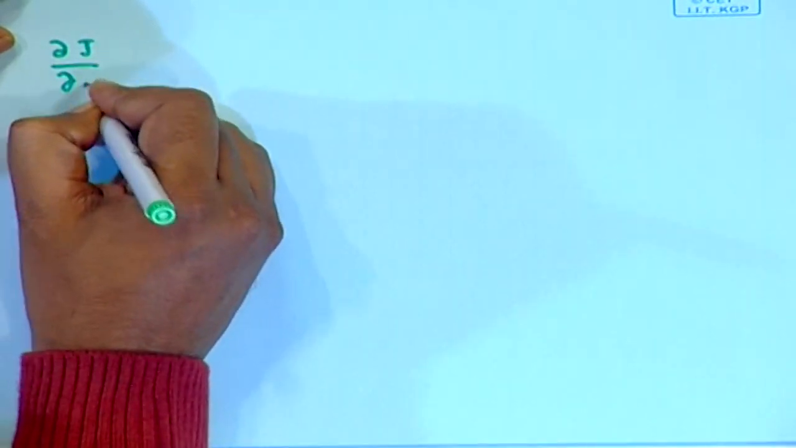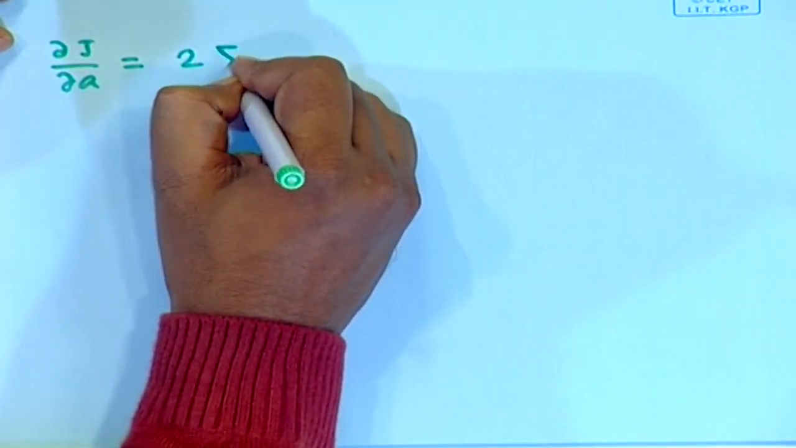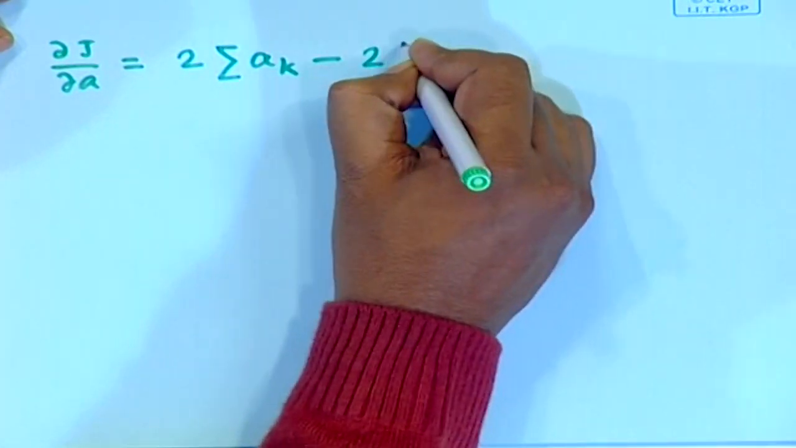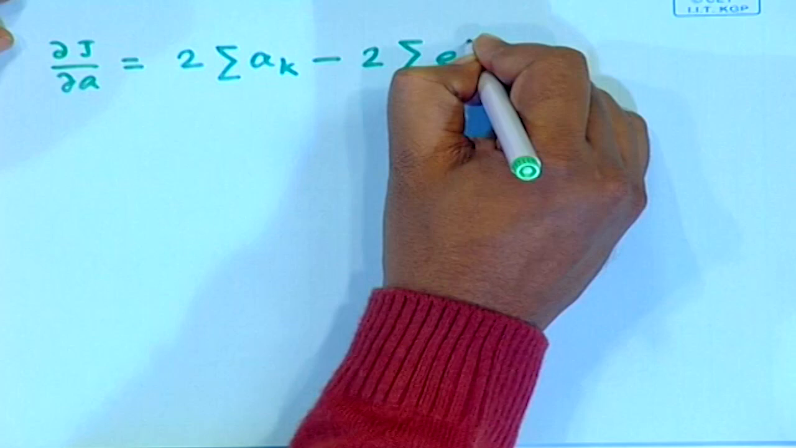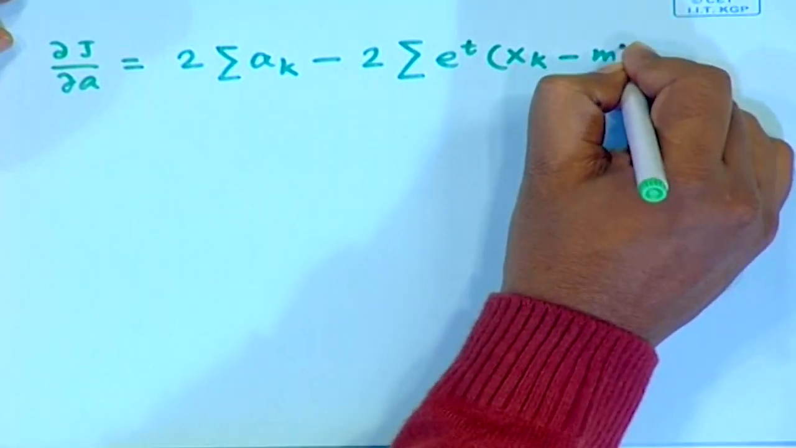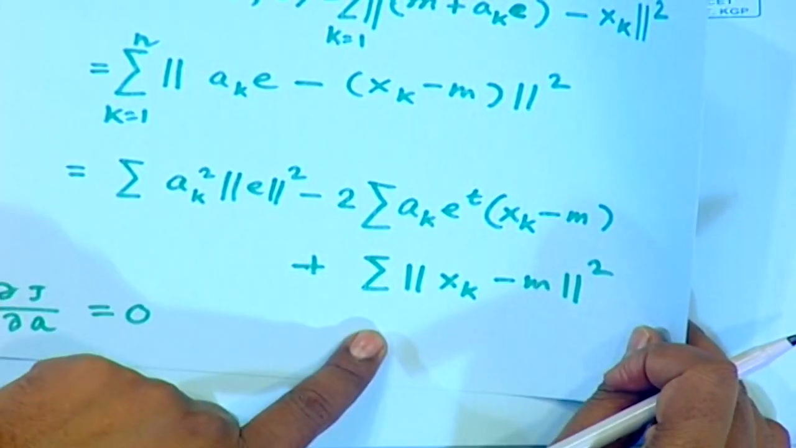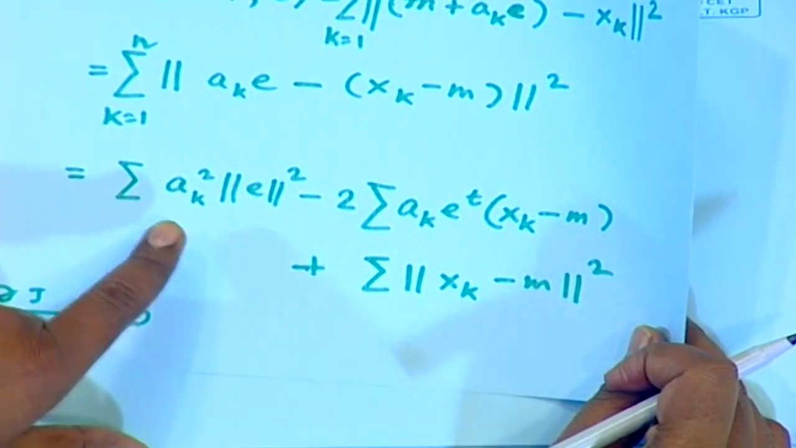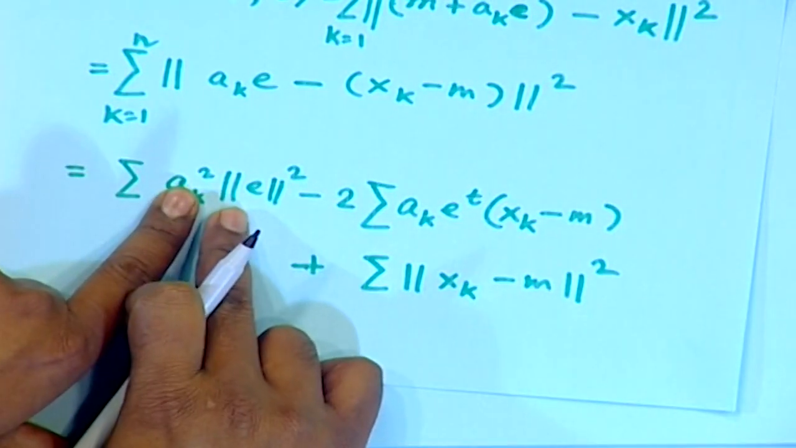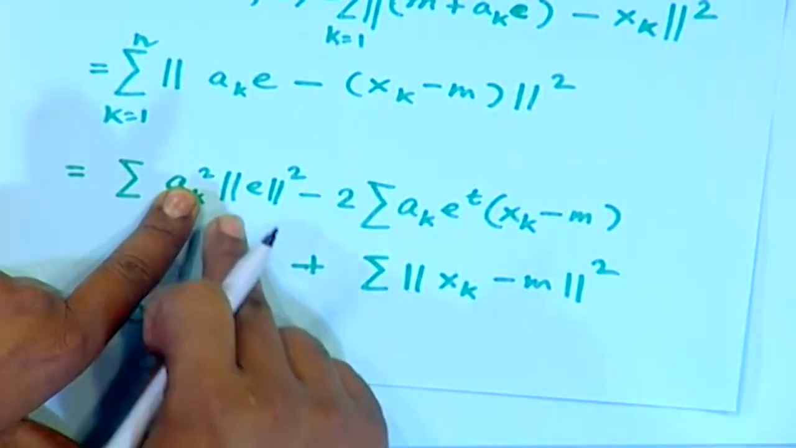So, when I take the differentiation of this with respect to a, what I get is, effectively, del J by del a is nothing but 2 into summation of a_k minus 2 E transpose (x_k minus m). Okay. What I forgot is the mod of E is equal to 1, because it is a unit vector in the direction of the line. So, mod of E is equal to 1.